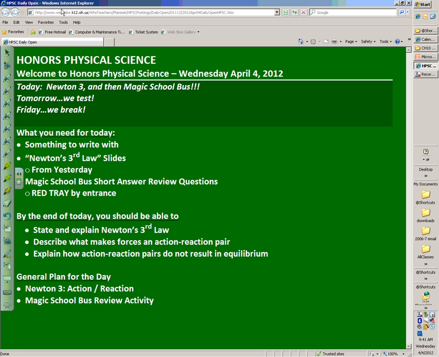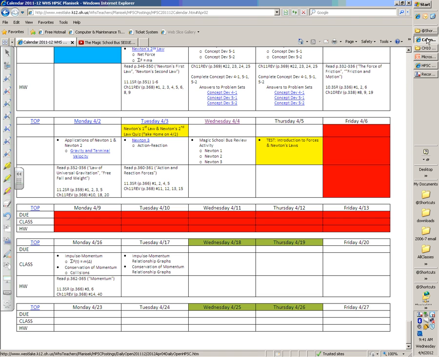So, first things first, as far as today is concerned, something to write with. Newton's third law slides that I believe I gave to you yesterday, but we didn't actually get to. So we'll get to those today. Our plan for today: first we're going to go over Newton's third law. That should take 20 to 25 minutes. With the remainder of our time, we'll watch the Magic School Bus, use it as our review activity for your test scheduled for tomorrow. Okay? Calendar-wise, there's your test.